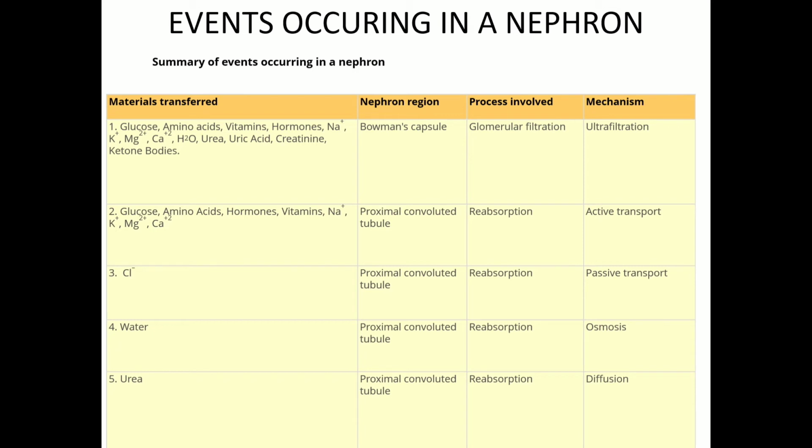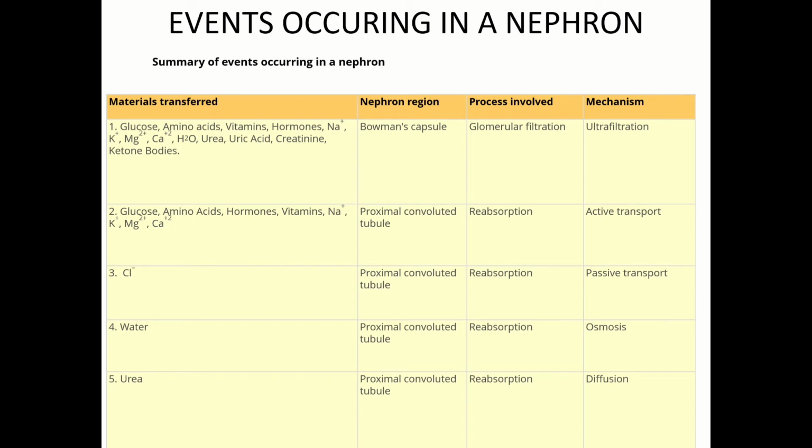Second: glucose, amino acids, hormones, vitamins, sodium ions, potassium ions, magnesium ions, calcium ions. These are the materials transferred. The part of the nephron is the PCT, proximal convoluted tubule. The process involved is reabsorption and the mechanism is active transport.